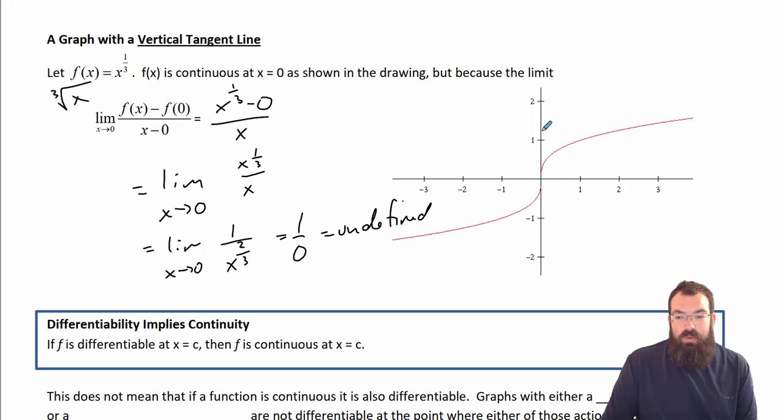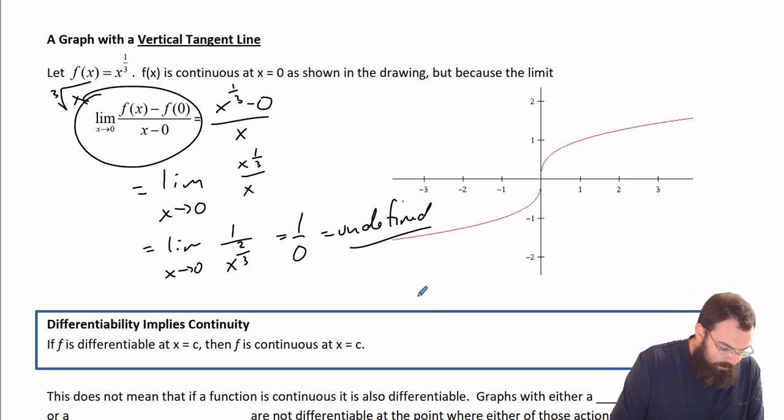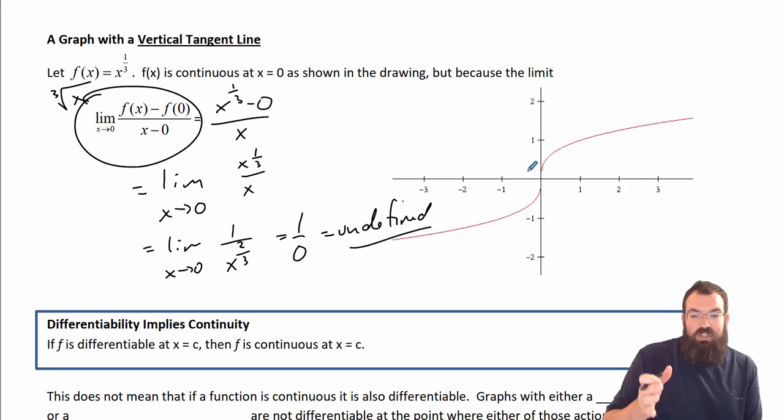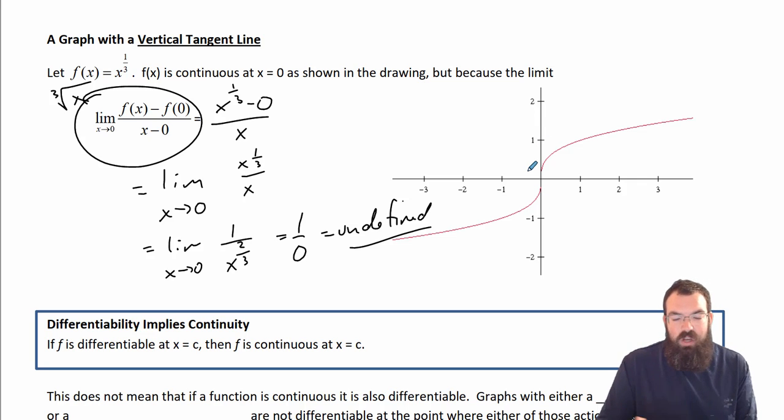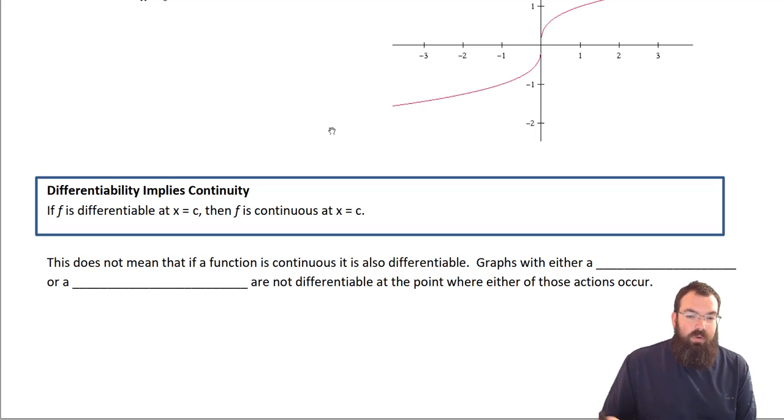This is the derivative formula, right? If I take the derivative and find the slope at 0, it's a vertical line, and vertical lines are undefined. Because the limit is undefined, it's a vertical tangent line. That's what that means. If I draw your tangent line and it becomes vertical, then we know we have an undefined slope. That's pretty self-explanatory, hopefully. Differentiability implies continuity, but not the other way around.